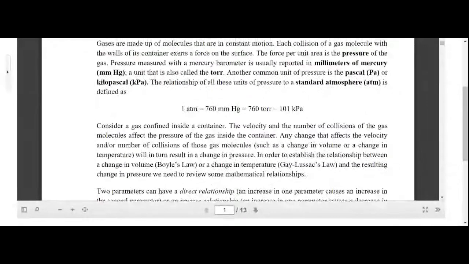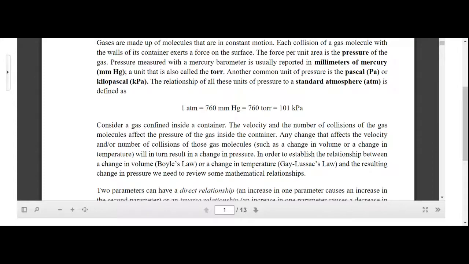So Boyle's law shows the relationship between pressure and volume, and the relationship is that they are inversely proportional. What does it mean? It means if the volume is doubled, pressure is going to be cut in half, and vice versa. If you lower the volume, pressure is going to go higher. So pressure and volume are inversely proportional.